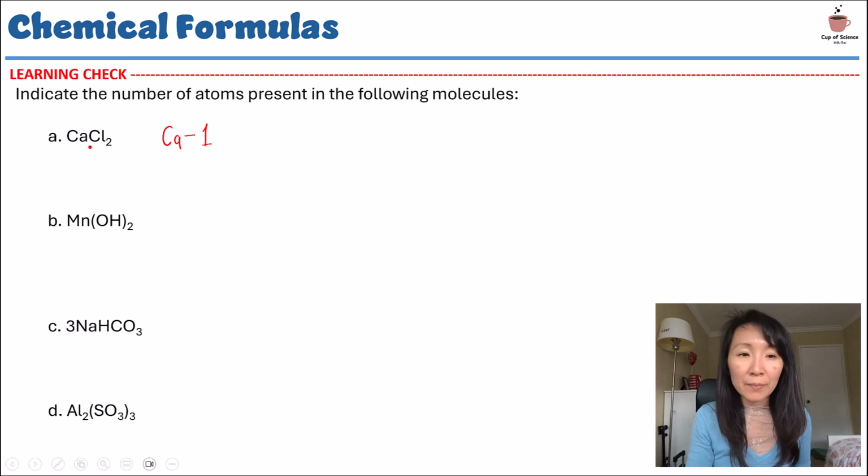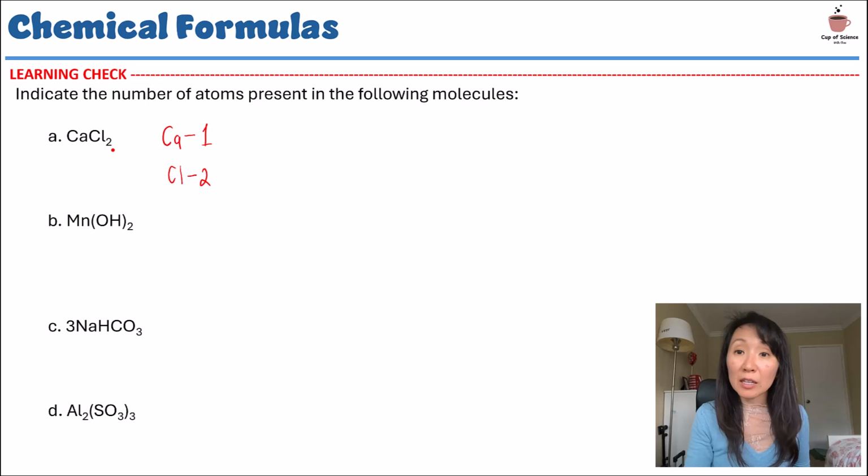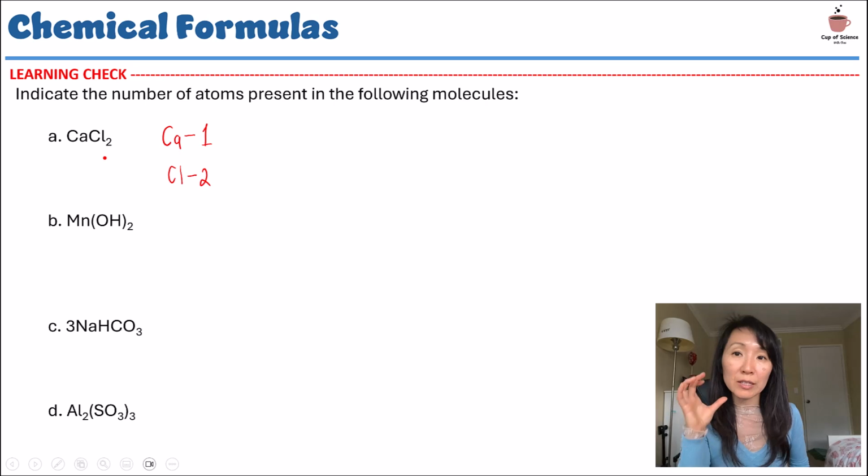And then what about chlorine, Cl? There are 2. It shows that there's a little 2. This molecule shows that there are going to be 2 chlorines for every calcium. They're somehow connected to each other, or in some bonding with each other. Let's go all the way down to this one. This looks pretty daunting.